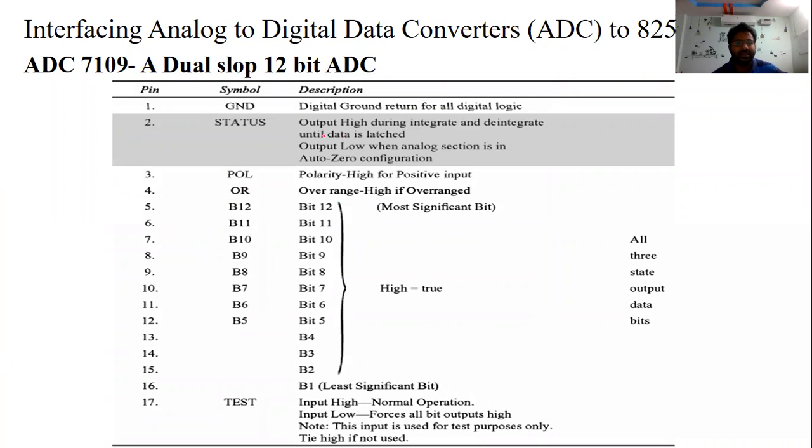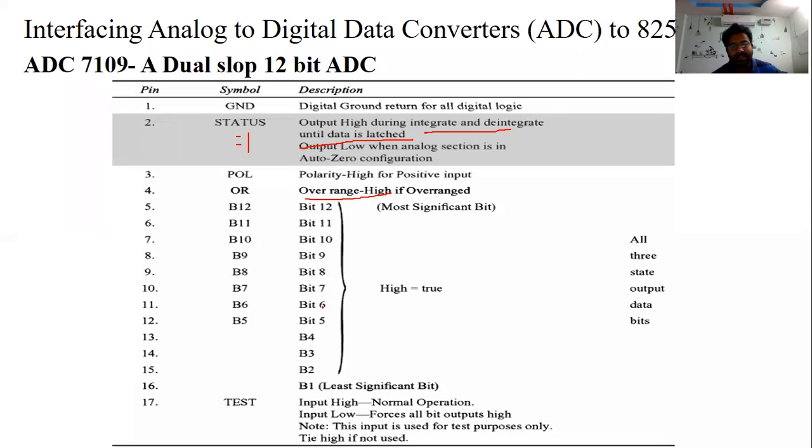This will indicate that it is equal to 1. What is the meaning of this one? It integrates and de-integrates until the data is latched. Okay, what is POL? Polarity is high for positive input, over range input.